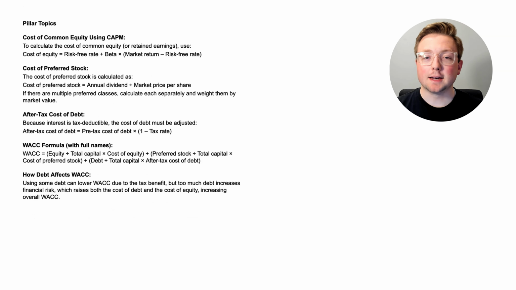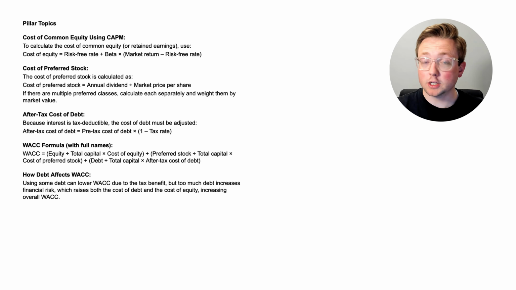All right, here we are at the pillar topics. Let's just dive straight in. First off, let's talk about the cost of common equity using the CAPM model. To calculate the cost of common equity or retained earnings, again, this is similar. We use the cost of equity equaling the risk-free rate plus beta multiplied by the market return less the risk-free rate. That's a specific calculation or equation that you're going to want to remember when it comes to the cost of common equity / the cost of retained earnings.